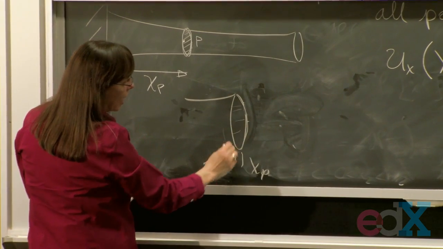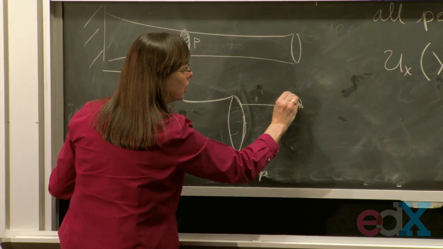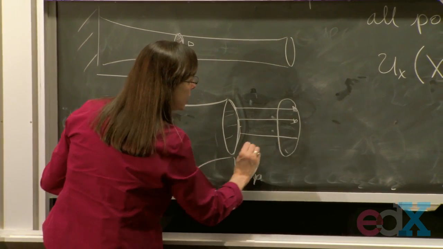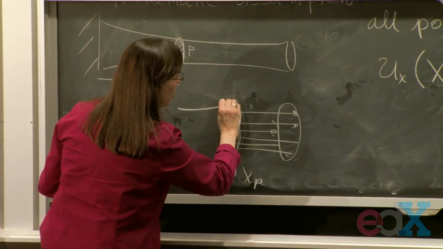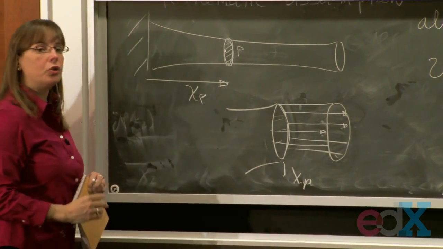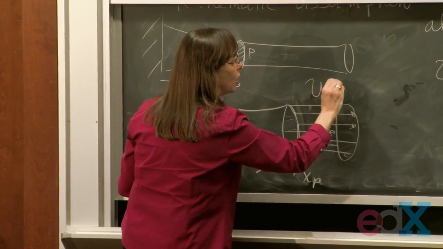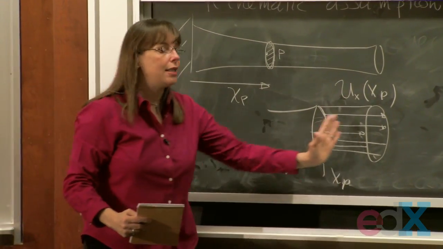Okay, so this is the section at xp. If this point moves by a certain amount, then each point on this section moves exactly by the same amount, like that, so that they all move to the right by the same u. And because the u is the same, it's going to be ux of xp. It's the x displacement of the whole section.